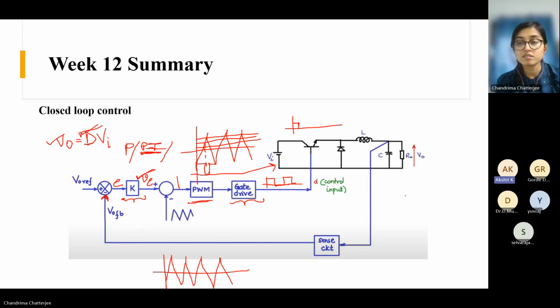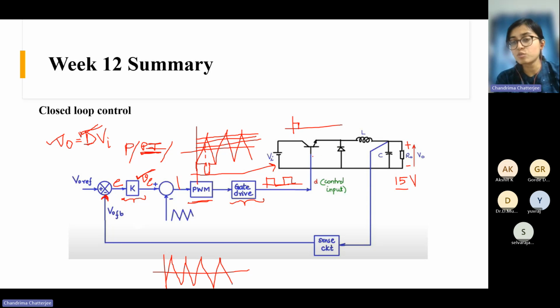Why do we need closed loop? Otherwise, how will you control the output voltage? Suppose there are different noises and external disturbances. Suppose you want to maintain the output voltage at a particular value, say 15 volt, but due to some external disturbance it changes. So how will you control that?